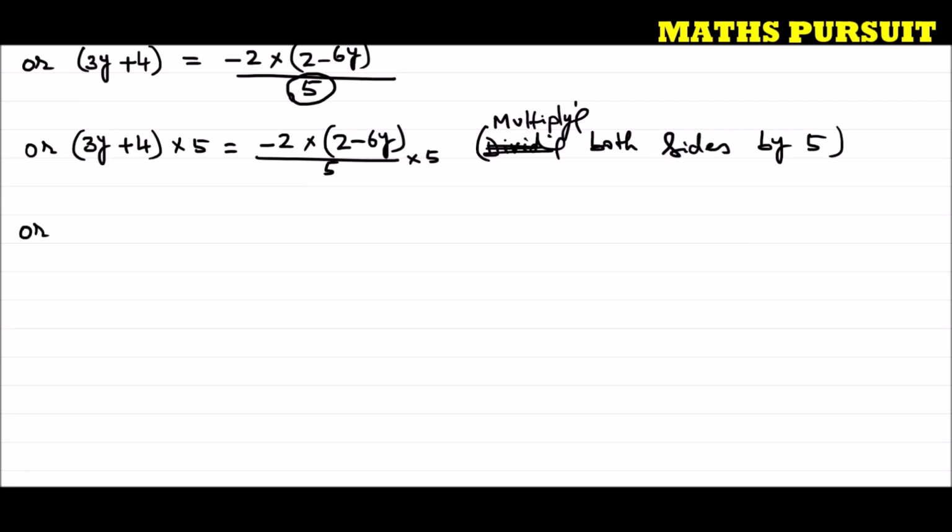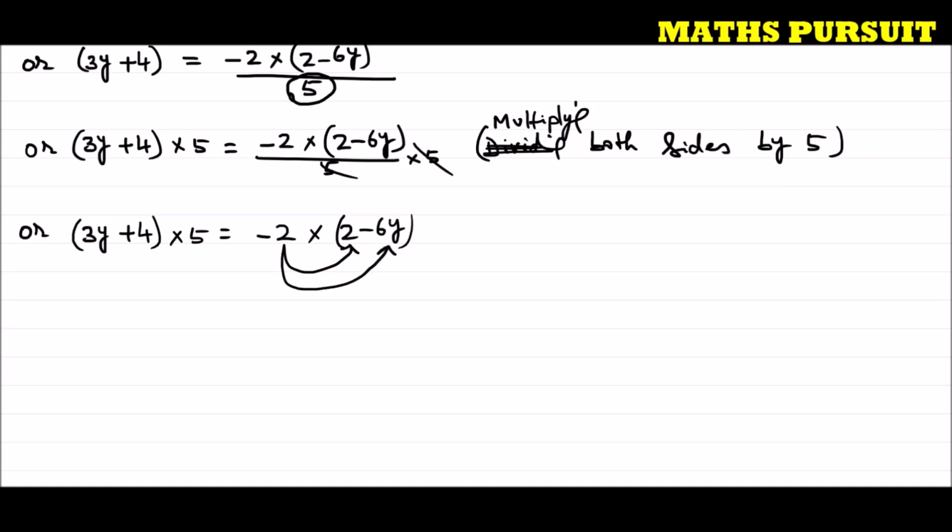Or I can write now, (3y + 4) times 5 is equal to -2 times (2 - 6y). This 5 and this 5 cancel out. So we are left with (3y + 4) times 5 is equal to -2 times (2 - 6y). So we need to multiply -2 with this 2 and again -2 with this -6y. Similarly, we need to multiply 5 with 4 and again 5 with 3y. So let us do this.